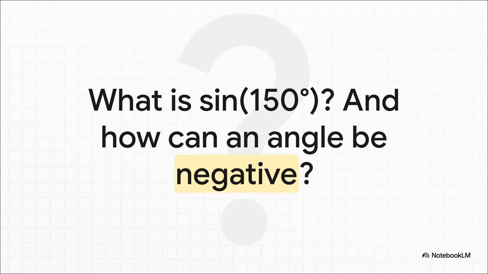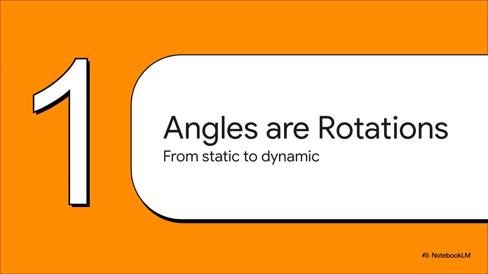Look, we all get something like sine of 30 degrees. It makes sense inside a nice, neat triangle. But what about sine of 150 degrees? You can't have a 150-degree angle in a right-angled triangle. It's impossible. And seriously, what on earth is a negative angle? These questions aren't trick questions. They show us where the old way of thinking hits a wall, and today we're going to smash right through it.